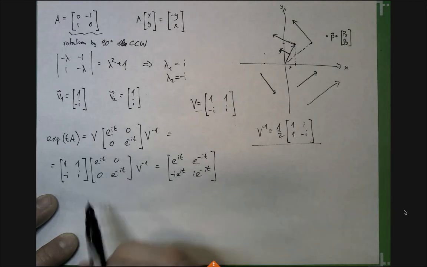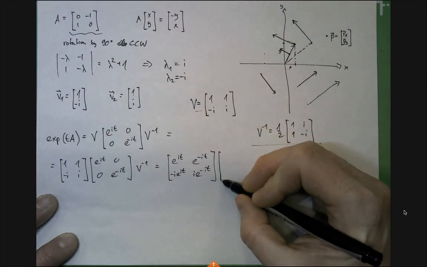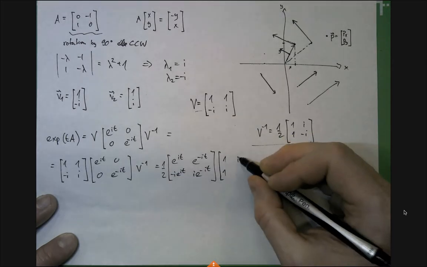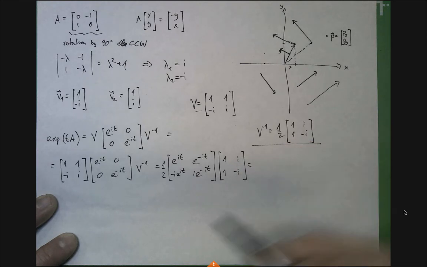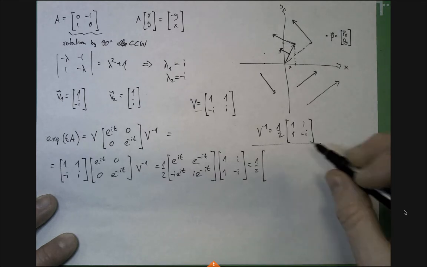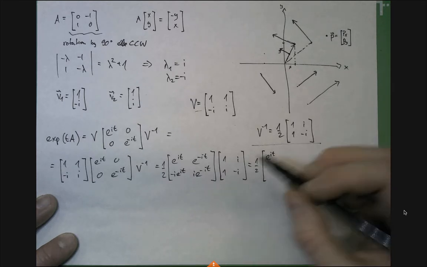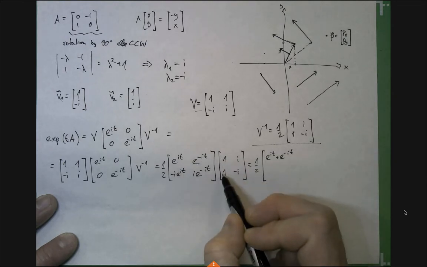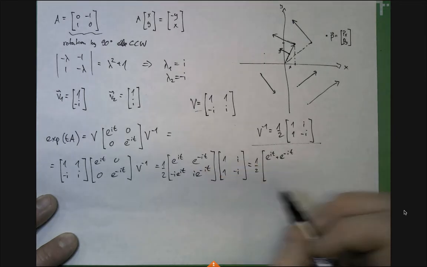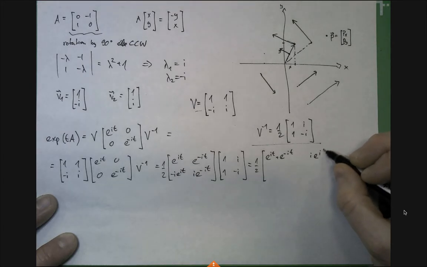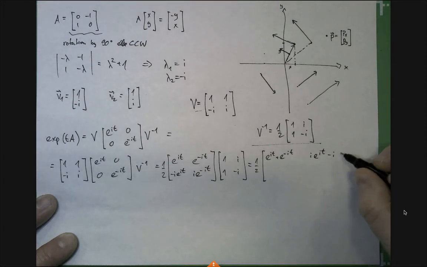Okay, so I just multiplied it. Let's multiply it with the V inverse too. So let me plug in. This is the 1/2 from V inverse, and this is 1, 1, i, and minus i. Let's multiply this together. It gets a little more funny, but not for long. So this will be e^(it) plus e^(-it), that's this dot product. Then here what I have is i e^(it) minus i e^(-it).